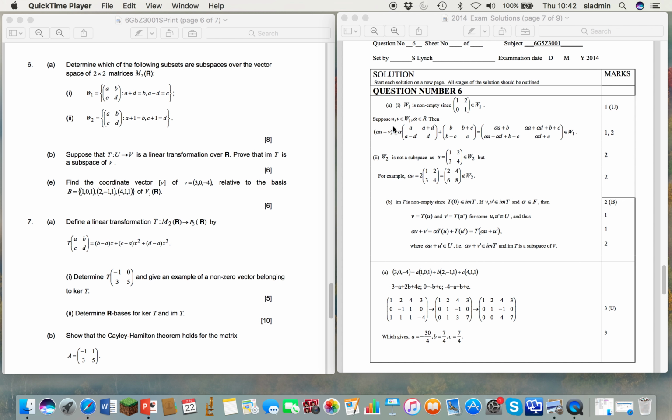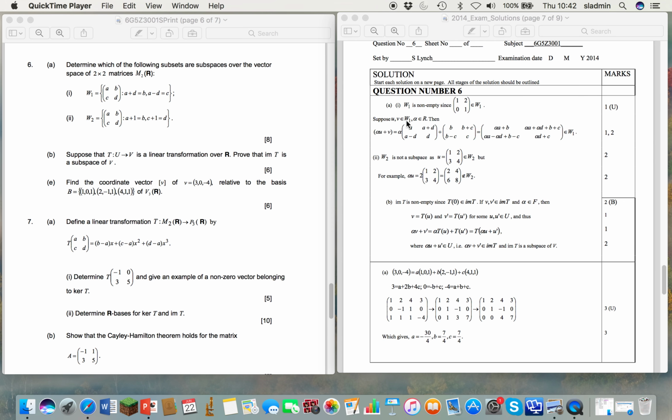So for 6 part A, we look at W1. Again, there are no nonlinear terms in here, there are no modulus or numbers, so that gives us a clue that this is a subspace. So it's non-empty because, for example, the vector 1, 2, 0, 1 belongs to W1. You can see that A plus D is B, 1 plus 1 is 2, and A minus D is C, 1 minus 1 is 0.